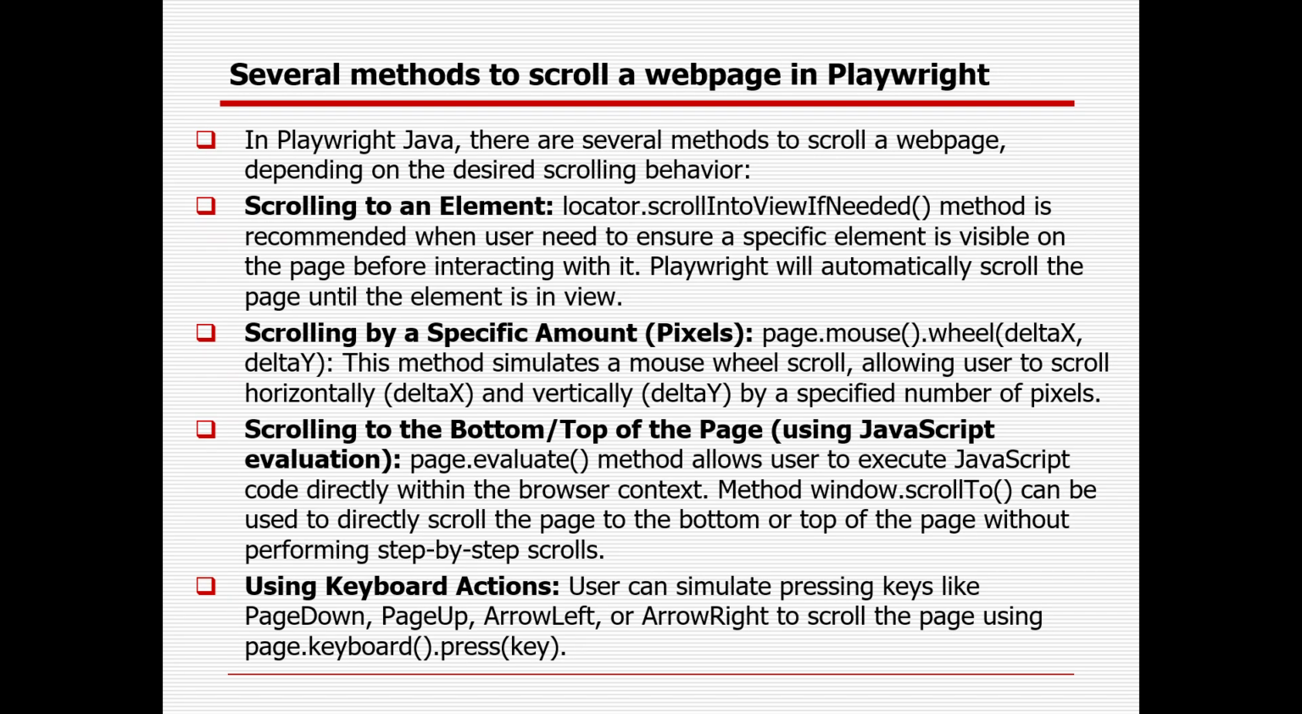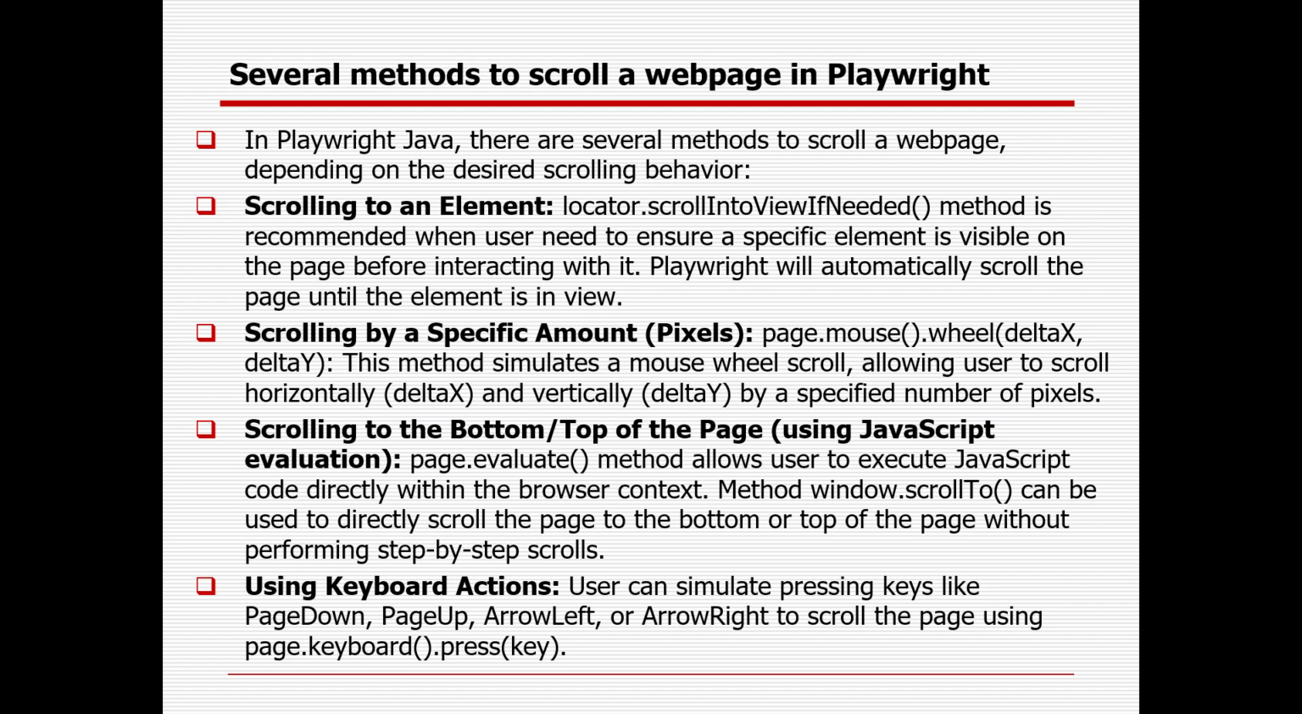In Playwright Java, there are several methods available to scroll a web page depending on the desired scrolling behavior. There are four primary options. We can scroll exactly to an element, or scroll by a specific amount of pixels, or directly scroll to the bottom or top of the page using JavaScript evaluation, or use keyboard actions.